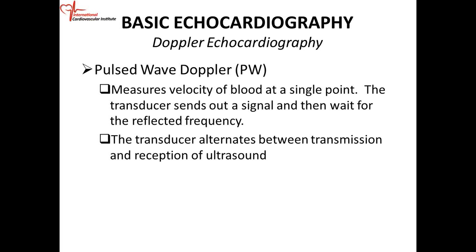The problem with that is the transducer is alternating between the transmission and the reception. Because it's doing that, it can only assess low velocity. So pulse wave Doppler is used to assess low velocity, usually below 1.5 to 2 meters per second, because it sends out an impulse and then it waits for that impulse to come back.